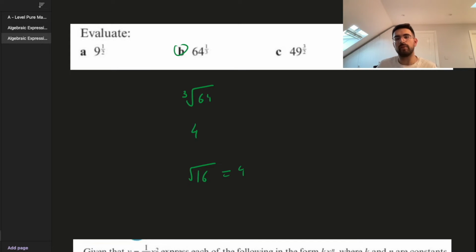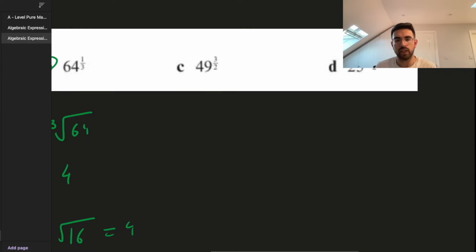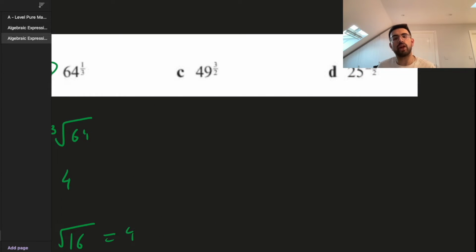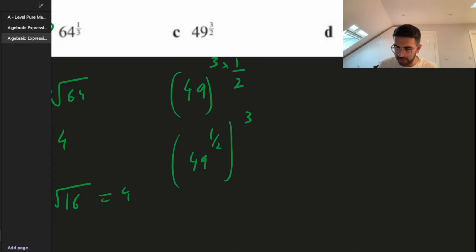Let's have a look at a little bit more complicated examples. So here we have 49 to the power 3 over 2. What we're going to do here is a very similar approach. What I like to do is the square root, because I know that this is essentially 49 to the power 3 times a half. So I'm going to do the half first. So remember what this would be? 49 to the power a half can be expressed in this form. So 49 to the power half is going to be 7.